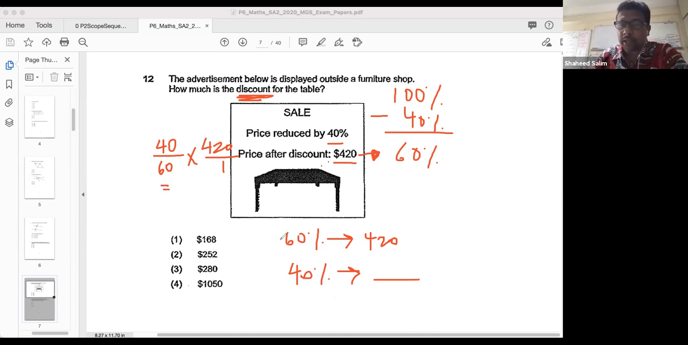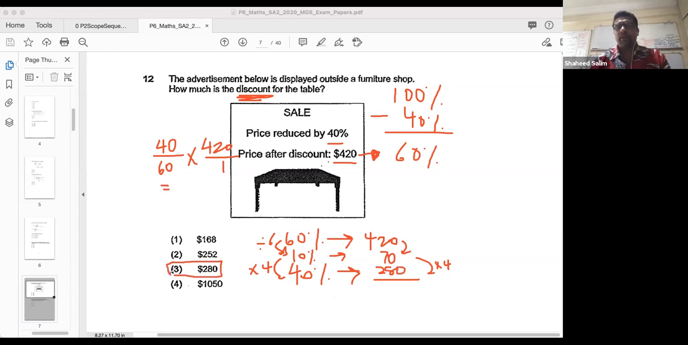So my suggestion is go to 10% from here. 60 divided by 6, you get 10. 10% is how much? 420 divided by 6, you get $70. Now you can see it clearly. Then now you times 4. You get 280. So this is one way.